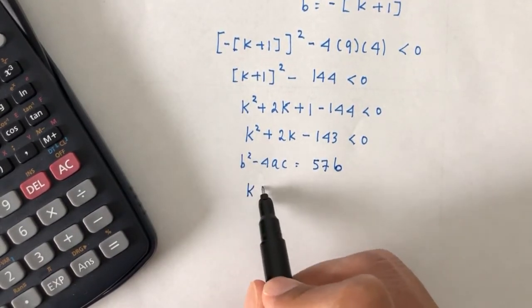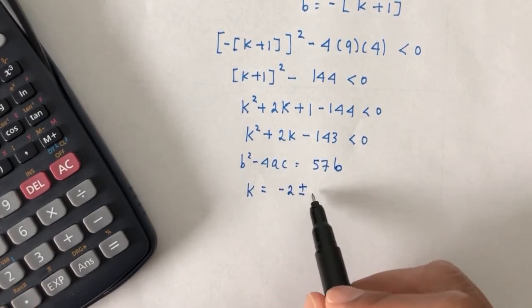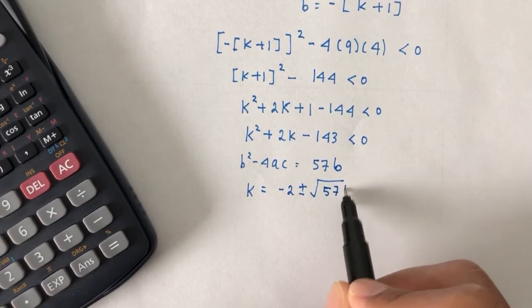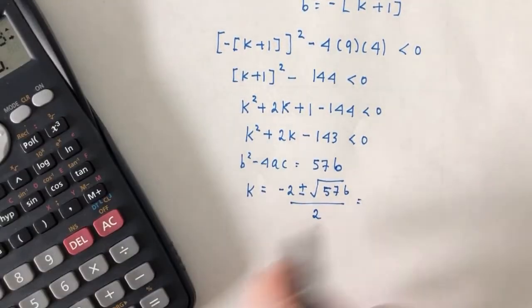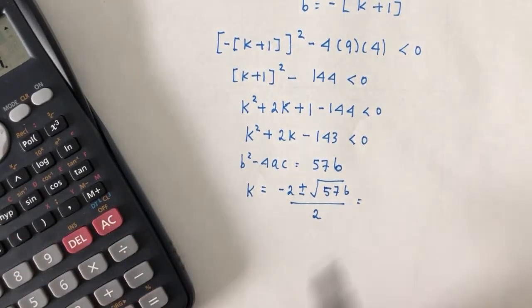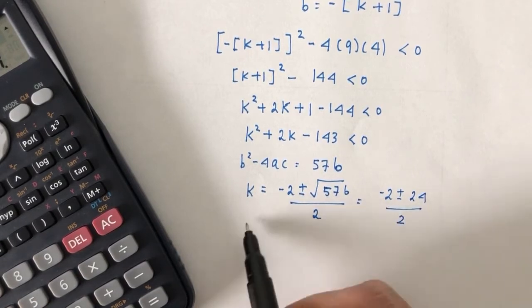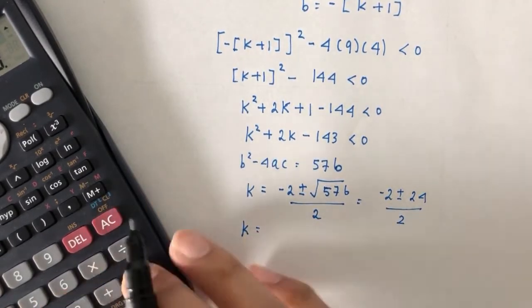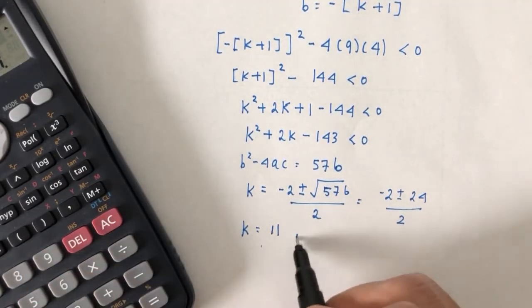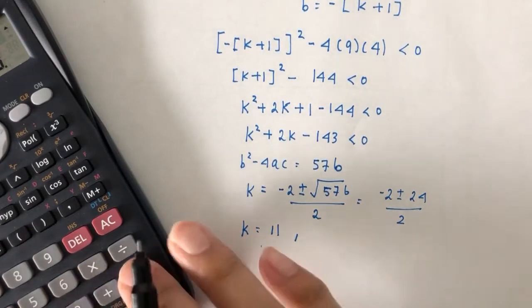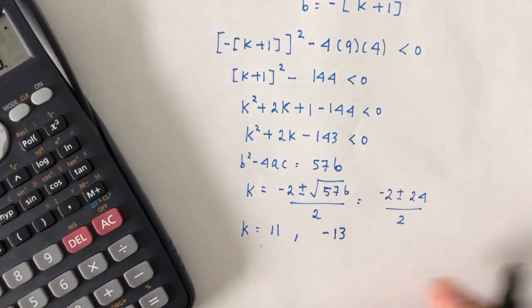So k can be, it is minus b, which is minus 2, plus minus square root of 576 divided by 2. So what is square root of 576? That will be 24. So minus 2 plus minus 24 over 2. So k can be, first value will be minus 2 plus 24 divided by 2. First value is 11, and the other value will be minus 2 minus 24 divided by 2. It could be minus 13. So we have two values of k.